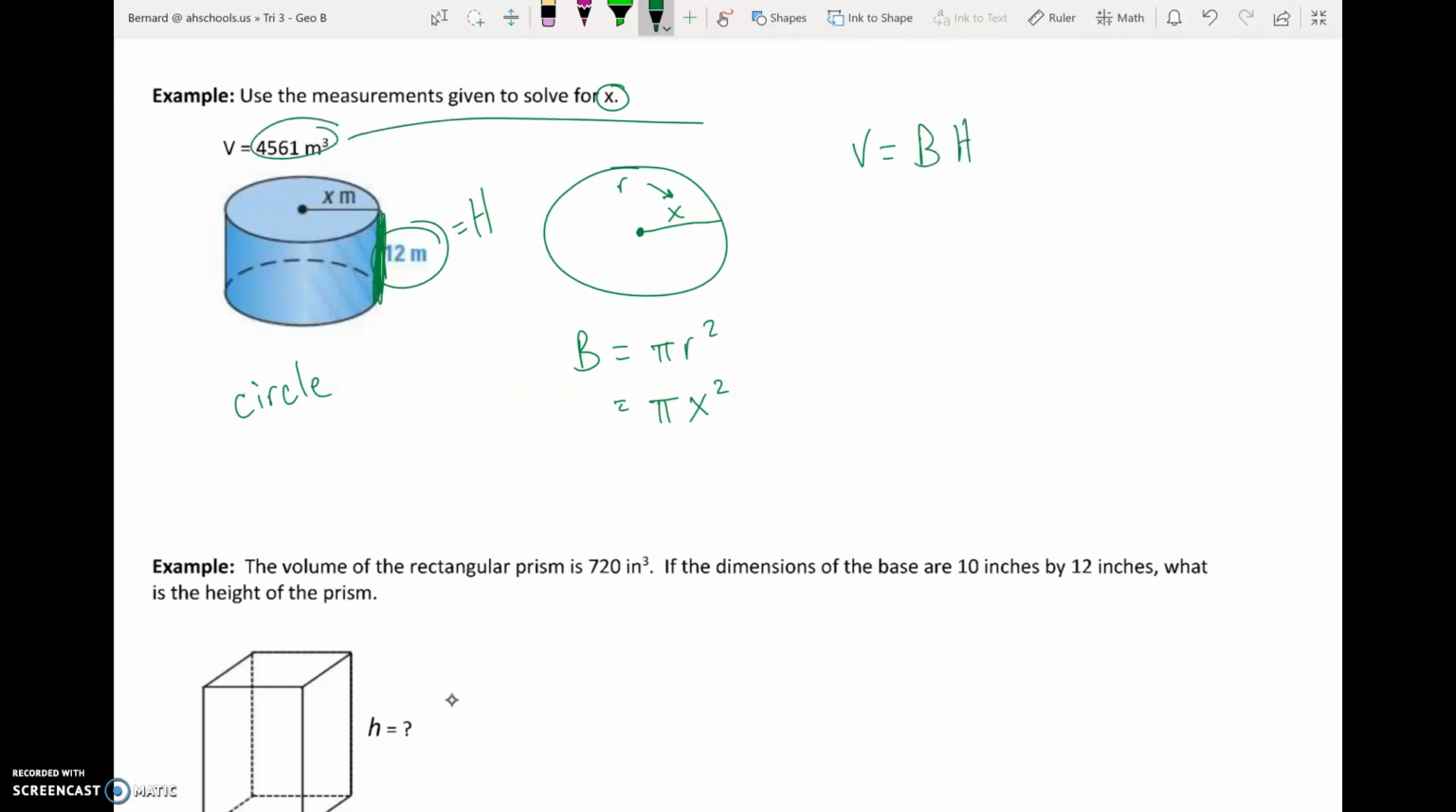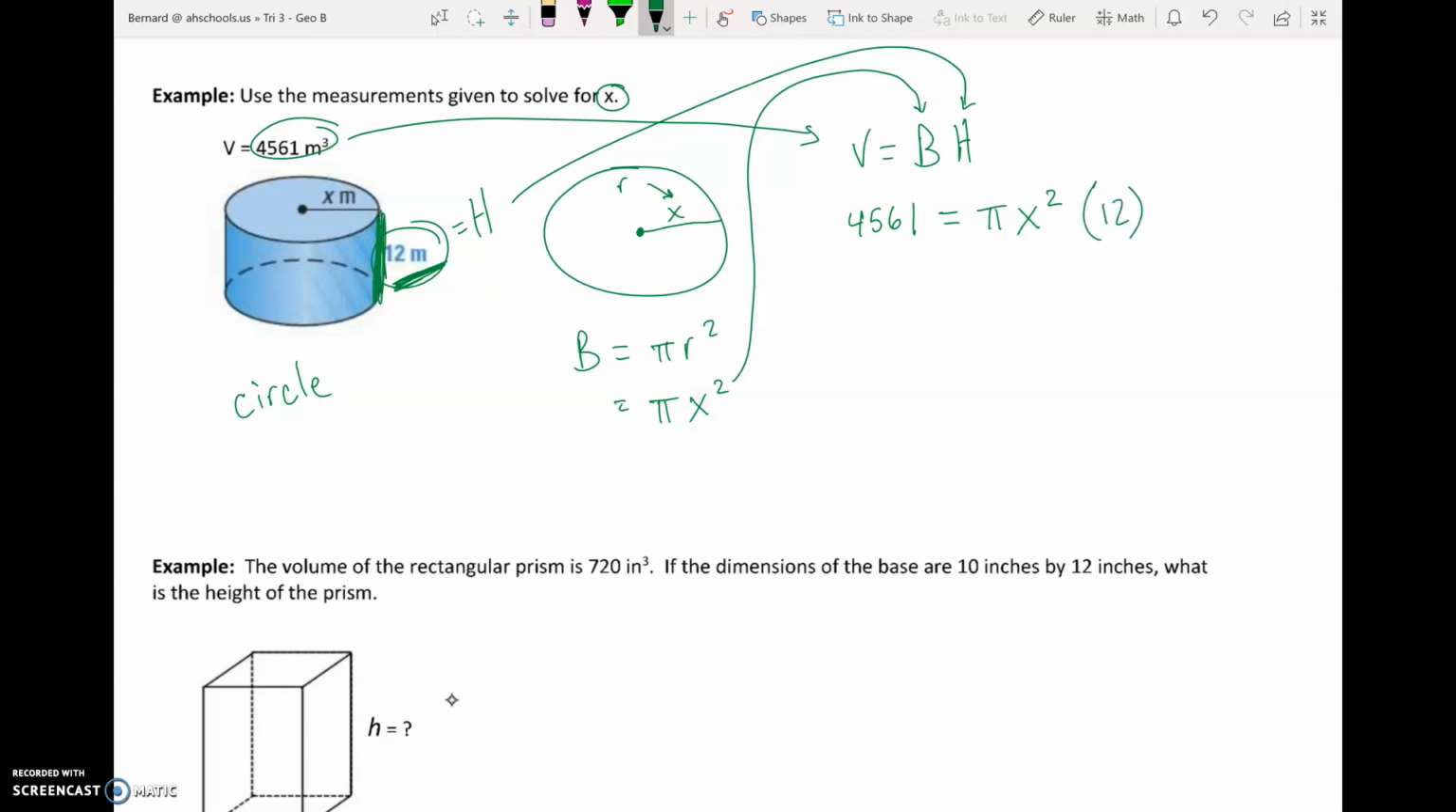Now, we know the volume. So I can plug 4,561 in for V. 4,561. And that's going to equal, and I know big B with an x in it, right? I can write big B as pi times x squared. Perfect. And then I just need to solve for that x. And lastly, I know h, right? H is just 12. So instead of h, I can write times parentheses 12.